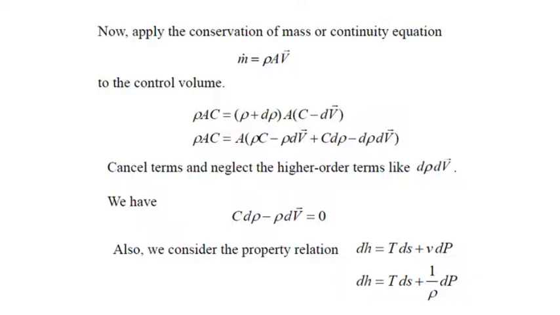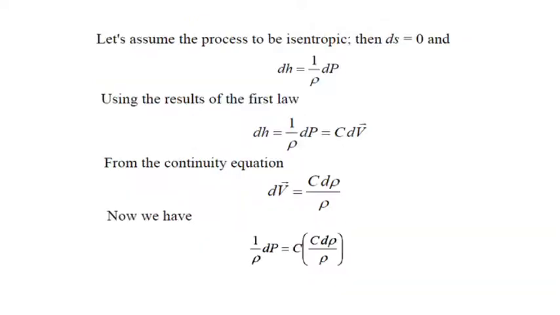Now, consider a thermodynamic property relation. Writing for dh, it is T ds plus V dP. For V we know it is 1 by rho. So, your equation is dh is equal to T dS plus 1 by rho into dP. In the next slide, we are assuming the process to be isentropic. So, for isentropic, ds is equal to 0. So, we write the equation as dh is equal to 1 by rho dP.